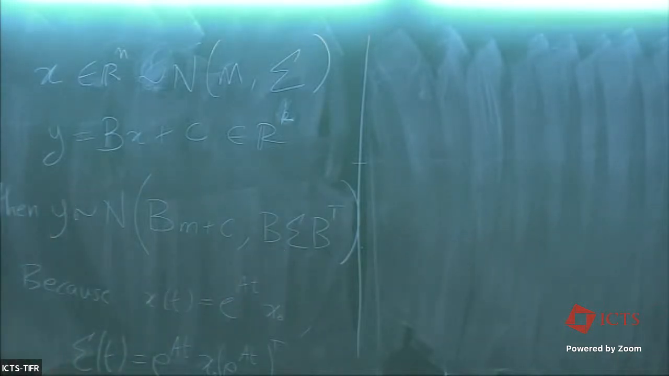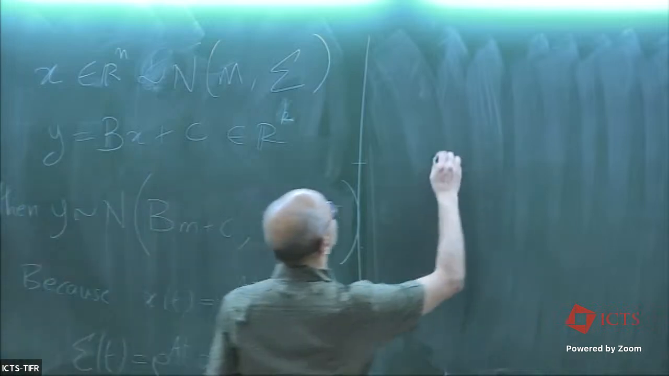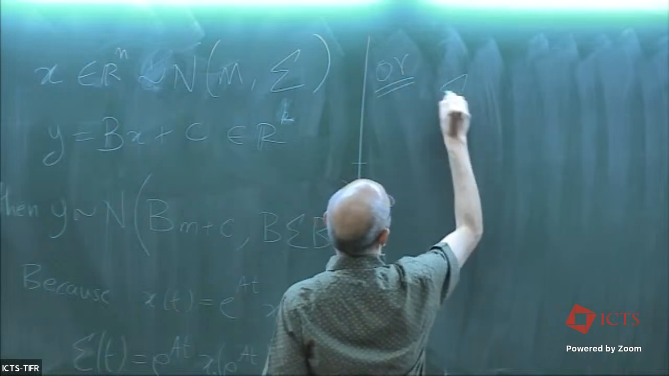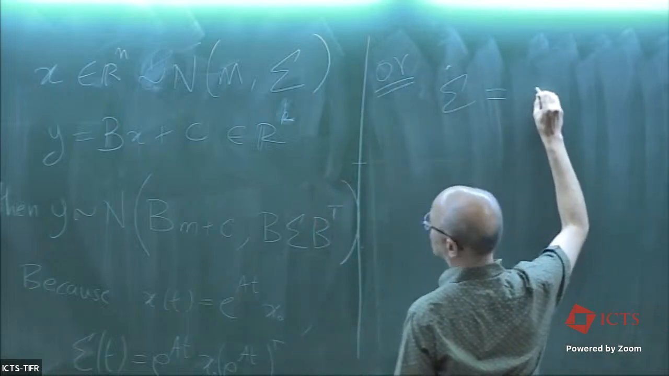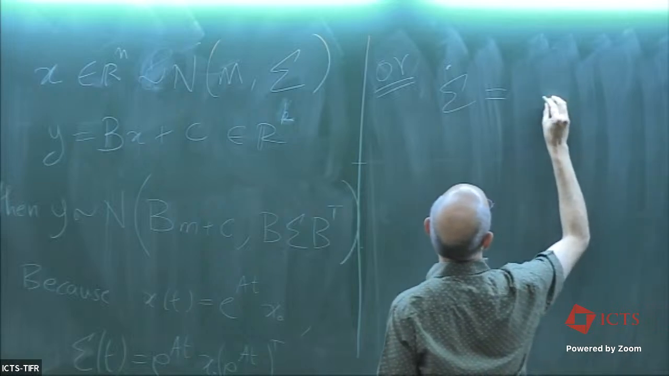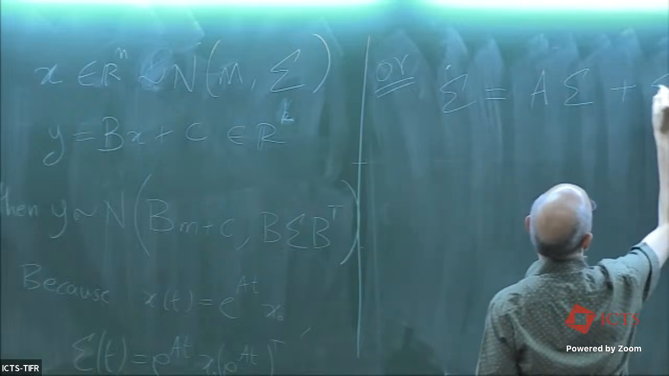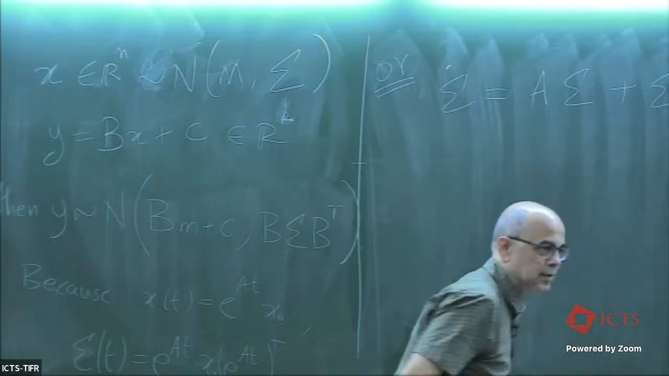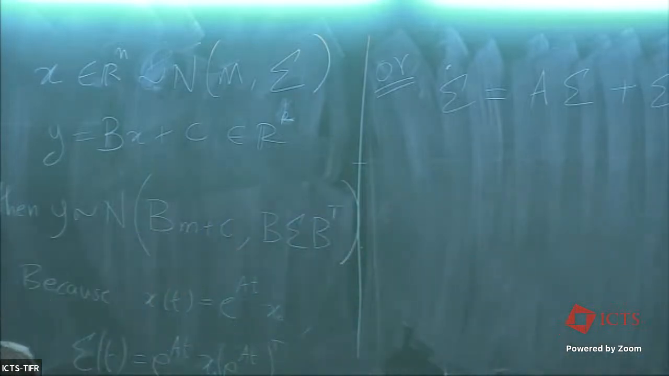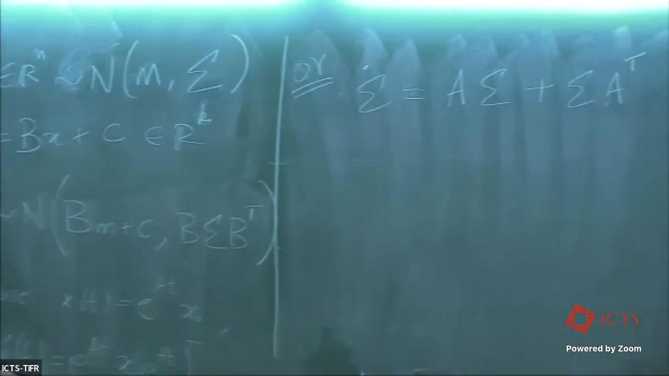But we can differentiate this and get a differential equation, and the differential equation is sigma dot equals A sigma plus sigma A transpose. I'll leave it as an exercise. Differentiate that and see what you get. You have to differentiate the first term, it's a chain rule, that will give you the first part, then differentiate the second term, that will give you the second term, and that's it. It's a straightforward exercise in matrix differentiation, that's all.